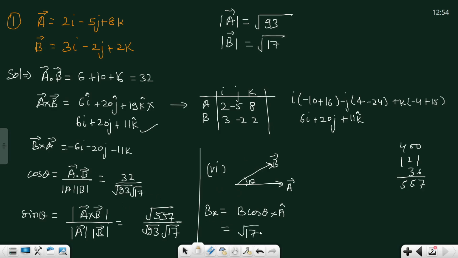Cos theta is 32 by root 93 by root 17, and A unit vector is (2i minus 5j plus 8k) by root 93. So the final answer is 32 by 93 times (2i minus 5j plus 8k). Clear? Is it clear बेटा? Is it matching? ये मैच कर रहा है किसी का? हाँ सर. Yes.